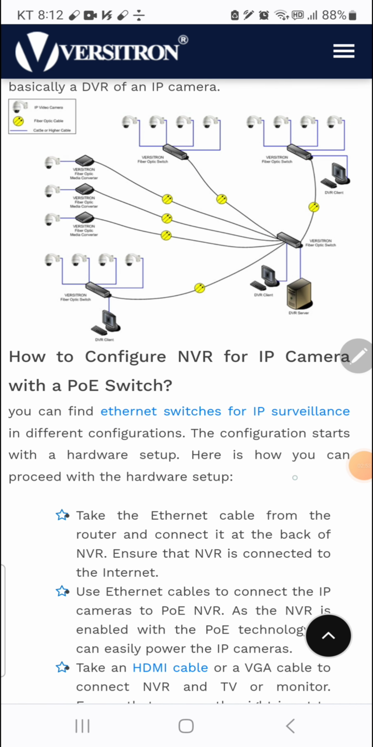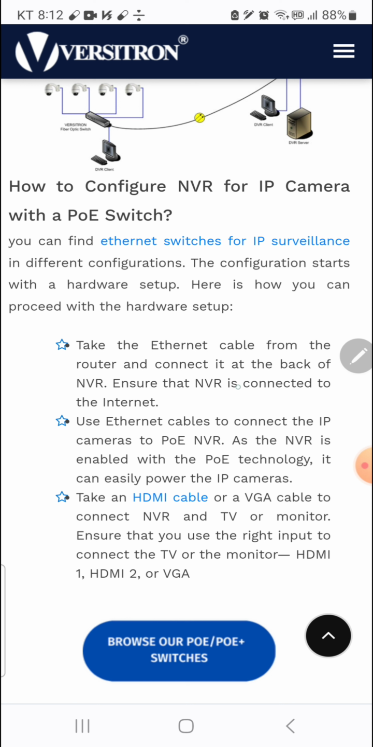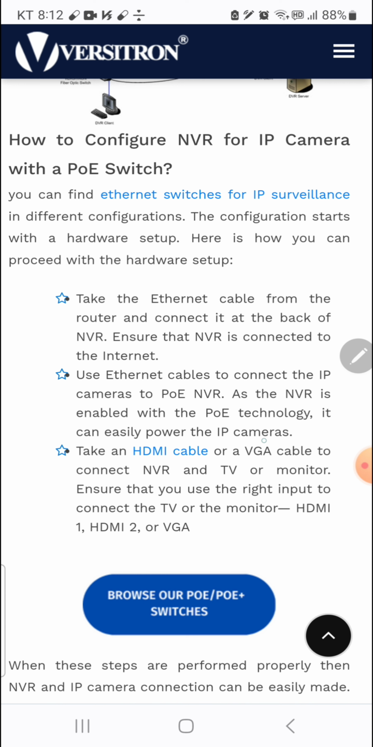How to configure NVR for IP camera with PoE switch? You can find Ethernet switches for IP surveillance in different configurations. The configuration starts with a hardware setup. Here is how you can proceed. Take the Ethernet cable from the router and connect it at the back of the NVR. Ensure that the NVR is connected to the internet. Use Ethernet cables to connect the IP cameras to the PoE NVR. As the NVR is enabled with PoE technology, it can easily power the IP cameras.